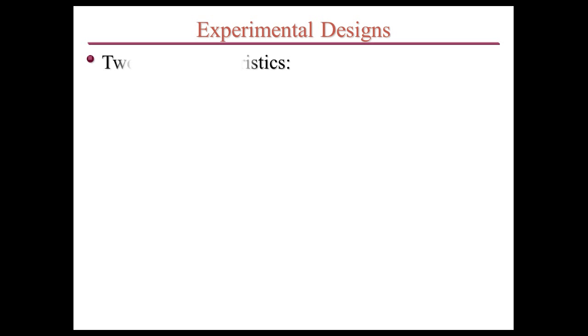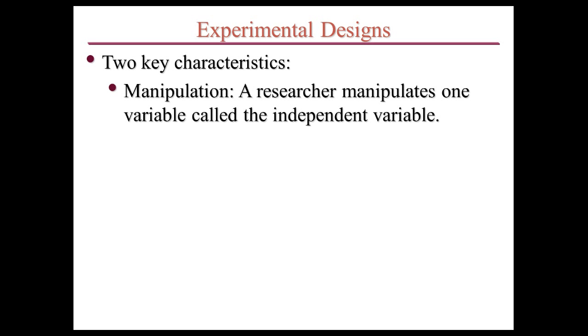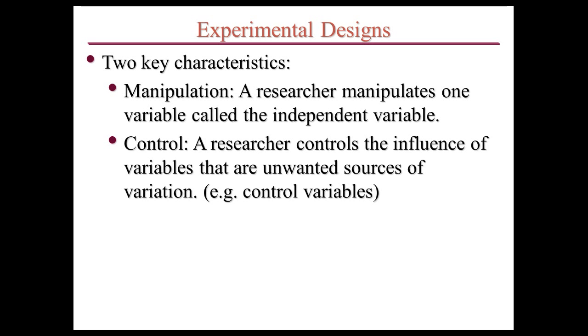So, in experimental designs, they have 2 key characteristics. Manipulation. A researcher manipulates one variable called the independent variable. So the researcher manipulates it. So it'd be like a condition of a variable. So let's say reading programs. One is a whole language learning reading program, and one is like Hooked on Phonics. So 2 different reading programs that you would manipulate.